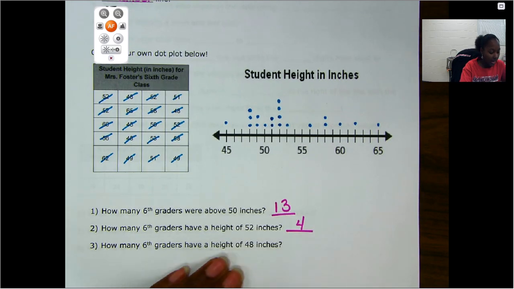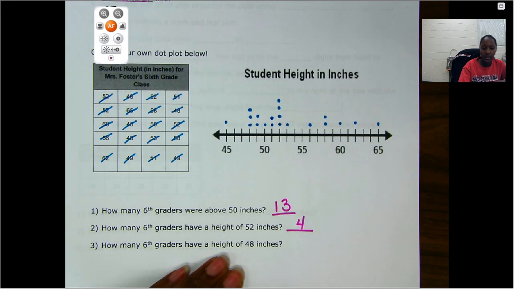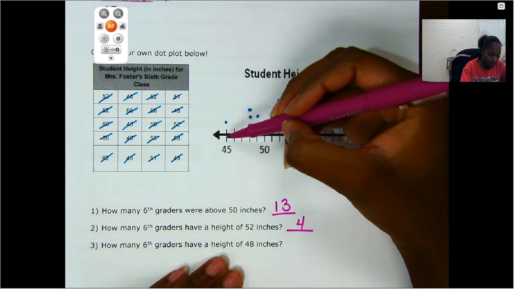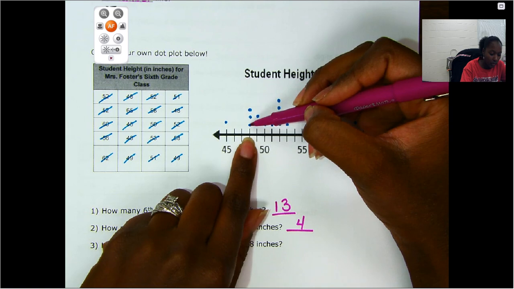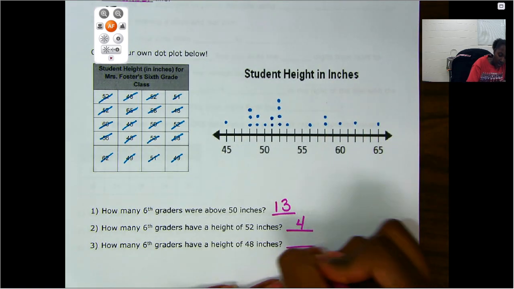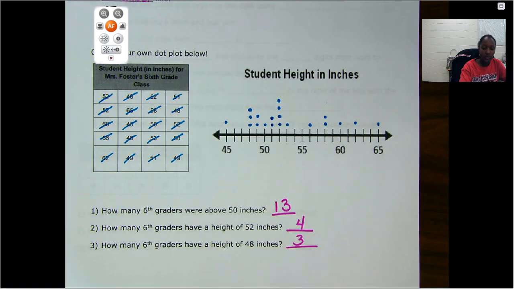Our last question, how many sixth graders have a height of 48 inches? All right, so let's see, 48. So here's 45, 46, 47, 48. Here's 48, and I have 1, 2, 3. I have 3 dots for that one. Okay, so 3 sixth graders have a height of 48 inches.